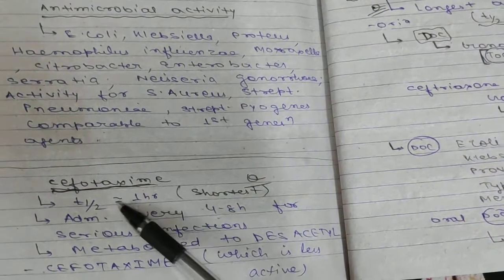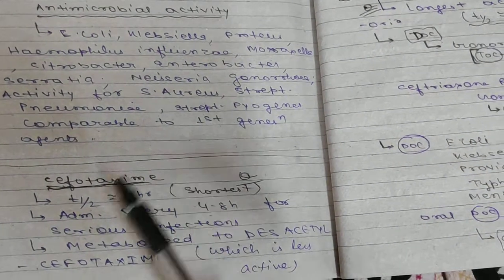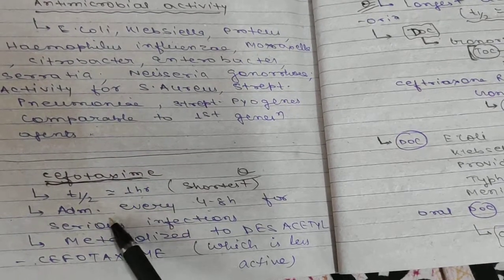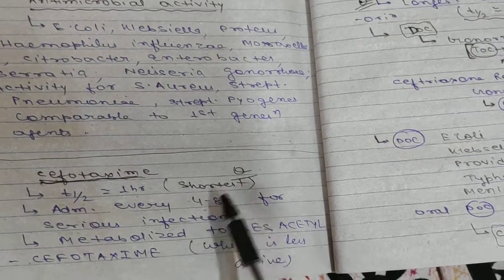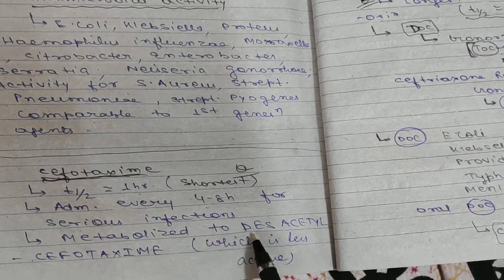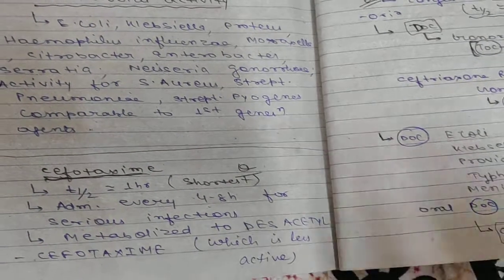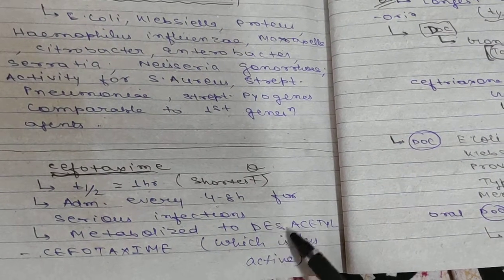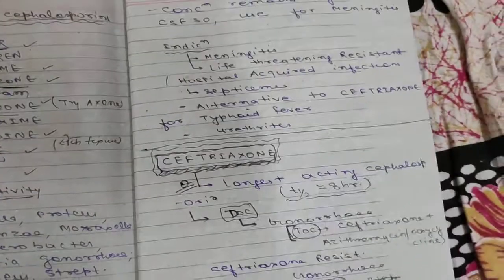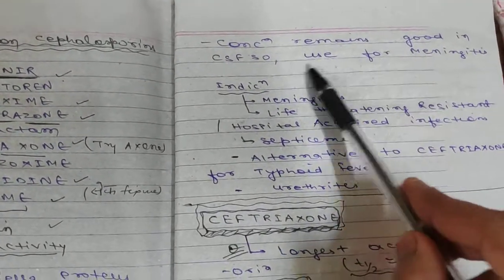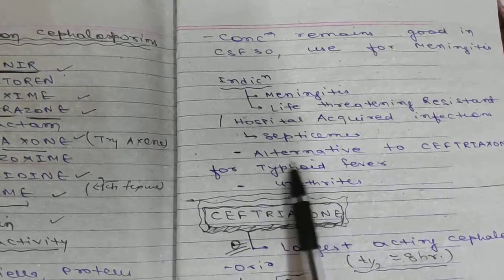Now coming to the first important drug, that is cefotaxime. This is very important. T half is 1 hour, and this is the shortest. It is administered every 4 to 8 hours for serious infection. It is metabolized to desacetyl cefotaxime, which is less active in nature. Now the next important point, concentration remains good in CSF, so we can use it for meningitis also.